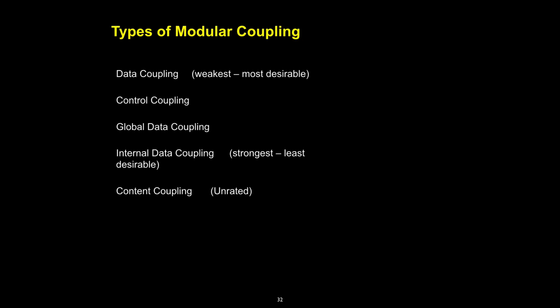And so he goes through the literature and he says, look, here are various forms of coupling he's discovered. And he ranks them from weakest, most desirable, to strongest. And then he has content coupling, which he didn't know where to put, so he just put it off to the side.